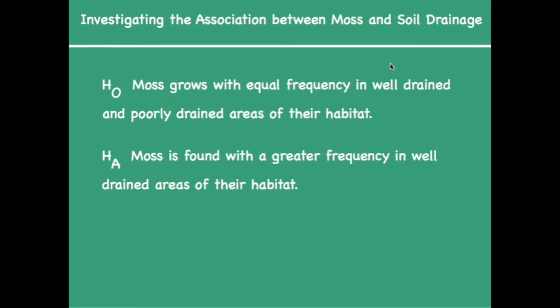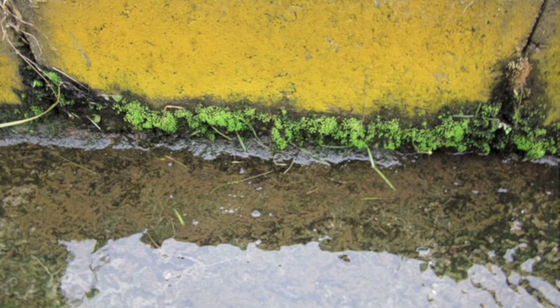As we go into the field, we ask the question: is moss found with a greater frequency in well-drained areas of their habitat? Here on the island of Trinidad, we see algae growing on a mound of sand. And here, algae in this wet drain, with mosses growing in the cracks, the drier areas of the habitat.